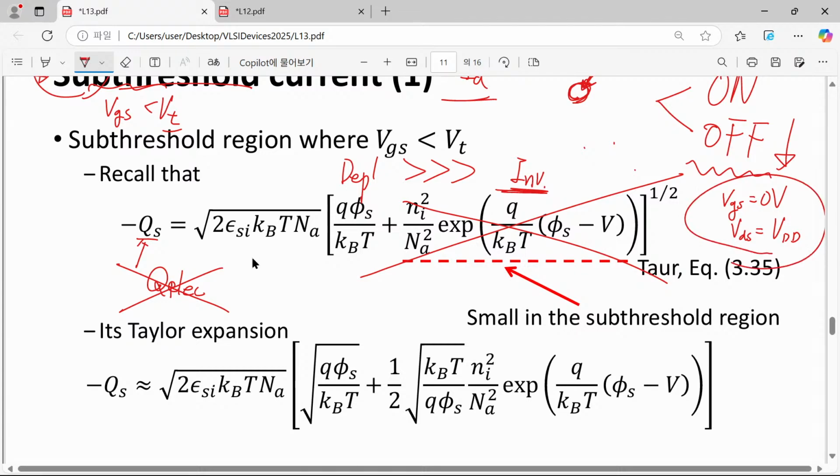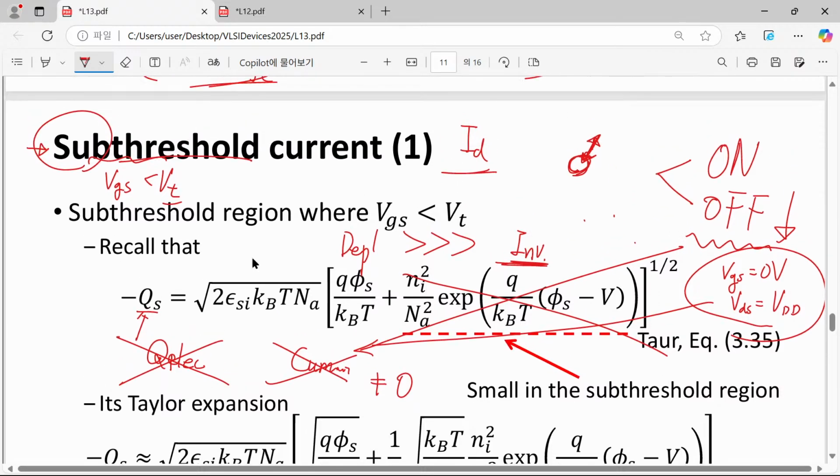This bias condition is not intended for current conduction. Ideally, there should be no current conduction, but in reality, we have a non-zero value, and the amount of this non-zero value is critically important. That's the reason why we are talking about this off state or subthreshold current condition. Okay? Subthreshold means the bias condition where gate voltage is lower than threshold voltage.